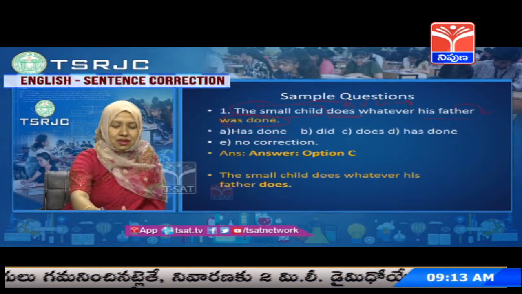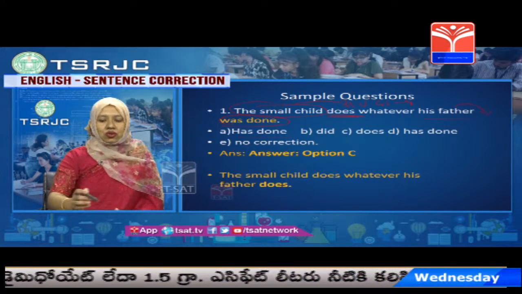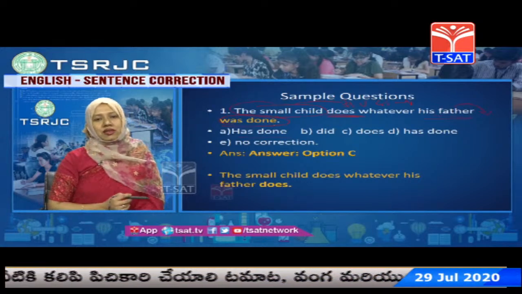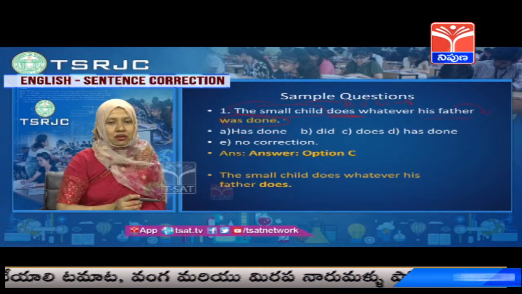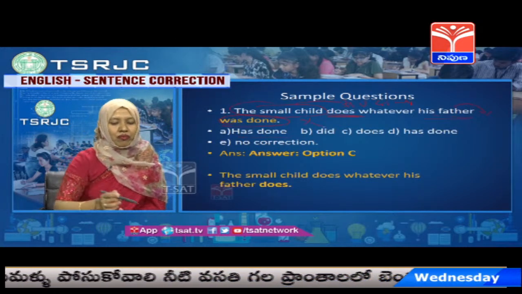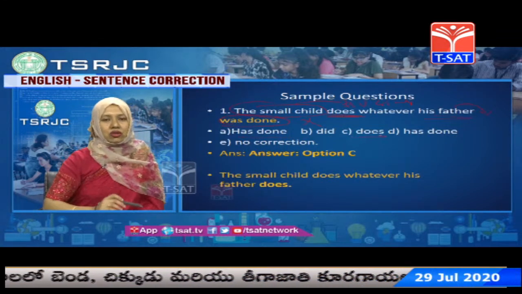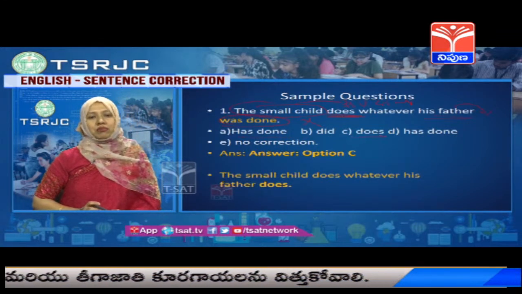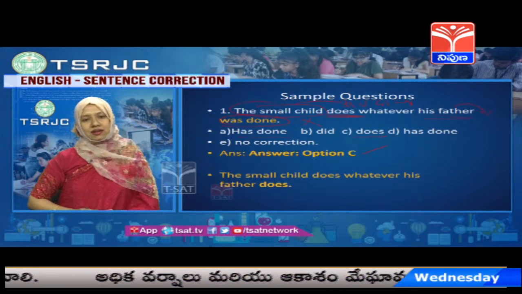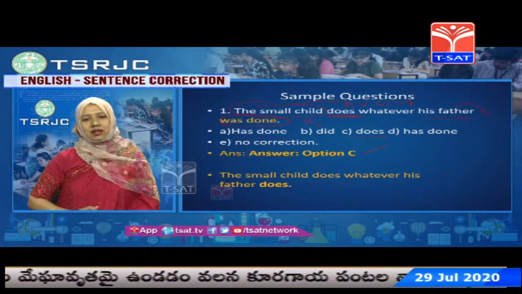The sentence is in which tense? It is in simple present tense. So, the other part also should be in simple present. It should not be was done. Here was done, the past participle, is given. This is wrong. If the sentence is in simple present, the next verb also will be in simple present tense. So, here the correct option is option C, does. The small child does whatever his father does.